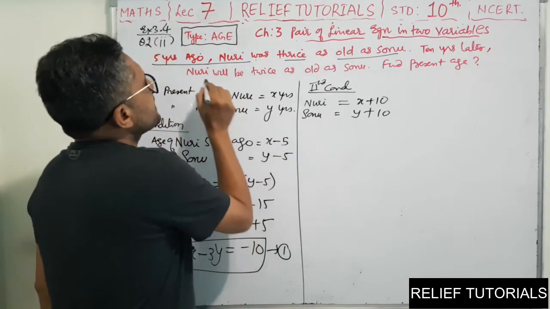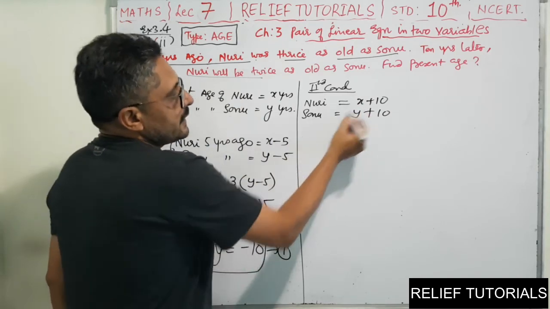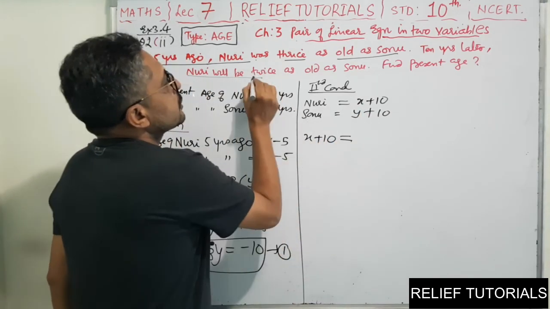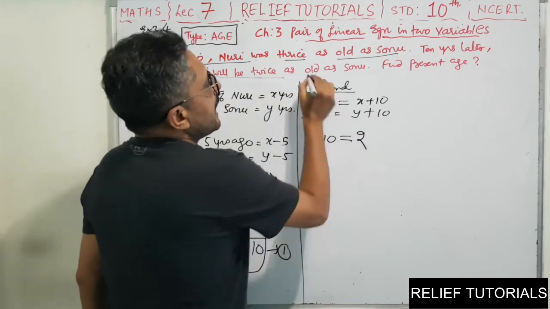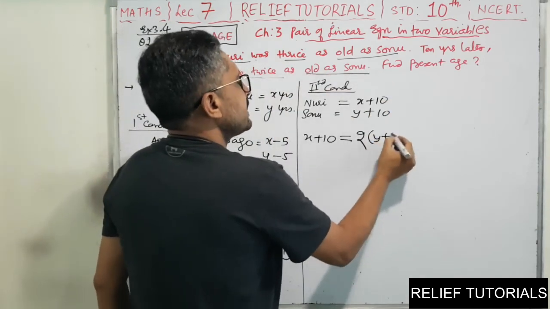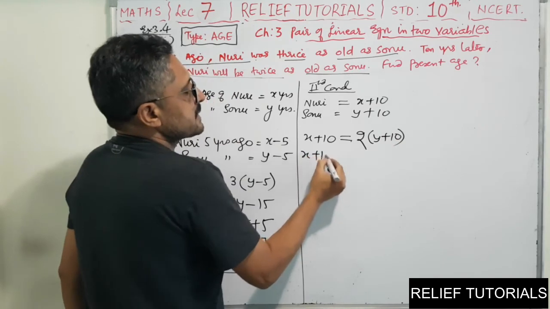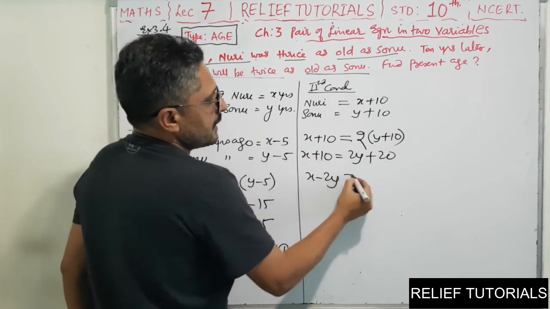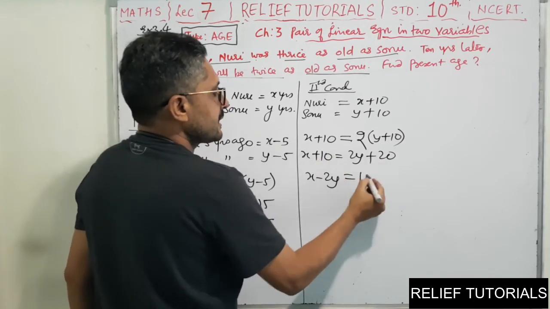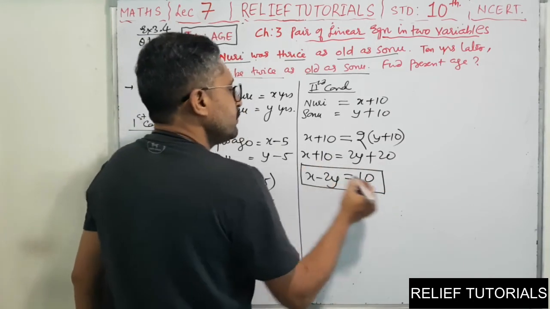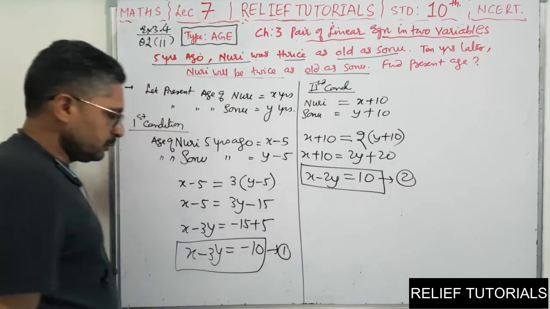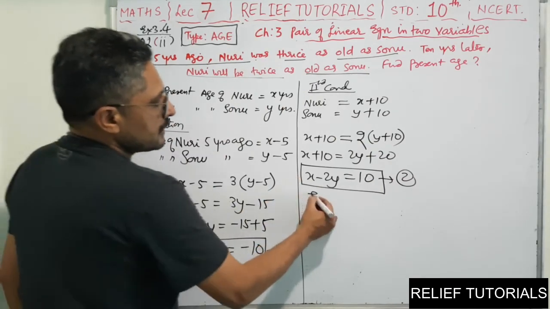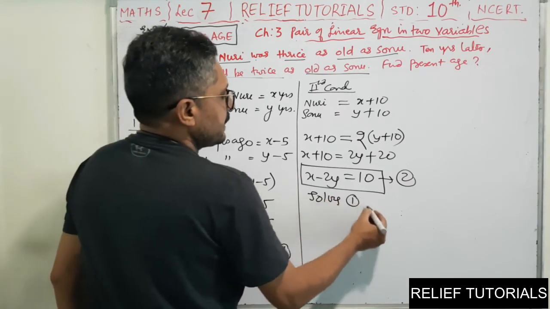Now what will be the condition? See, Noori will be, so Noori is x plus 10. Will be means equal to twice. Twice means 2 times as old as Sonu, so y plus 10. That's all. Simple. So x plus 10 equals 2y plus 20. So x minus 2y equals 20 minus 10, so that is equal to 10. So you got both these equations, 1 and 2. Now the coefficient of x is 1 and 1, same. So you will solve 1 and 2.